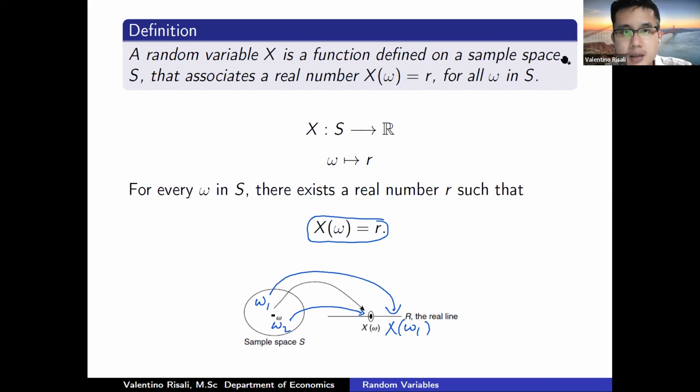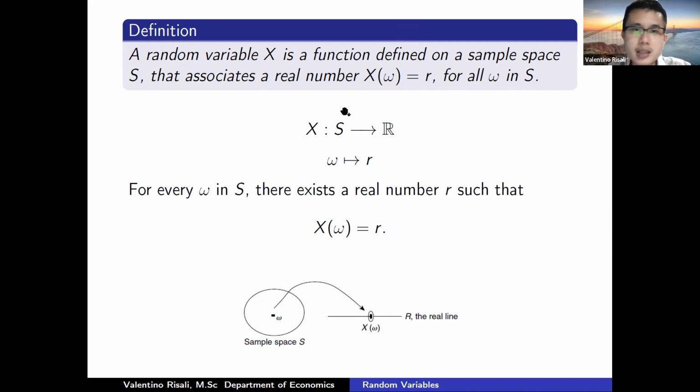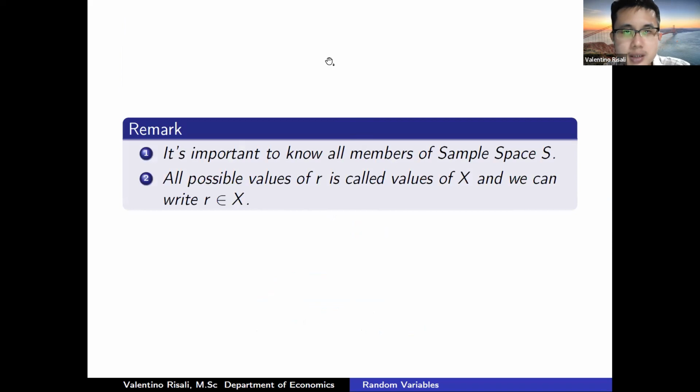Let's discuss some examples. Oh, I'm sorry. Before going to the examples, for the remark, it is important to know all members of S, because we must define the explicit formula for the function. Also, the set of all possible values of R is called the set of values of X, and we write this as R is an element of X.